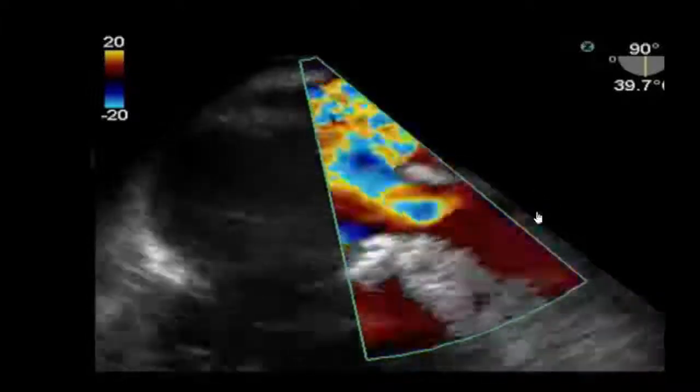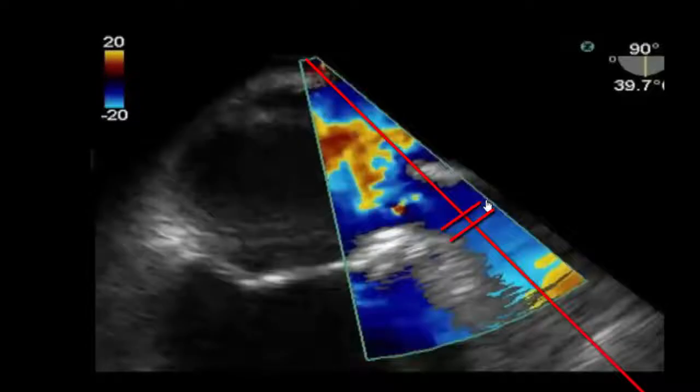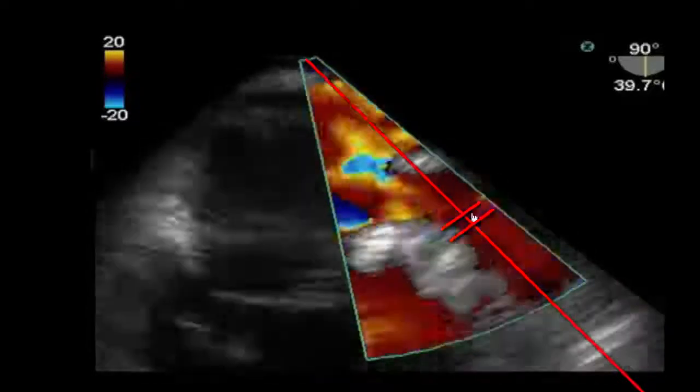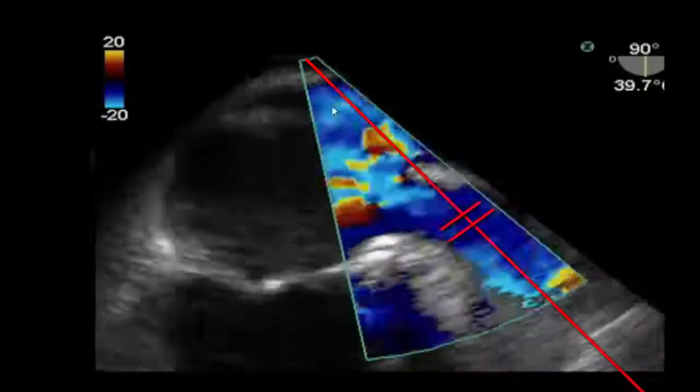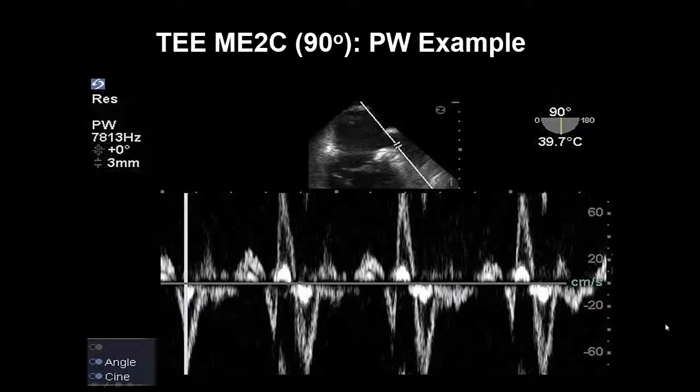And last but not least, we will place a pulse wave Doppler into the left atrial appendage to analyze the spectral Doppler signal. We will put our equal sign and place it into the left atrial appendage. As we can see here, we have captured the spectral Doppler signal from the left atrial appendage by pulse wave. This would be examples of normal flows seen on the left atrial appendage.